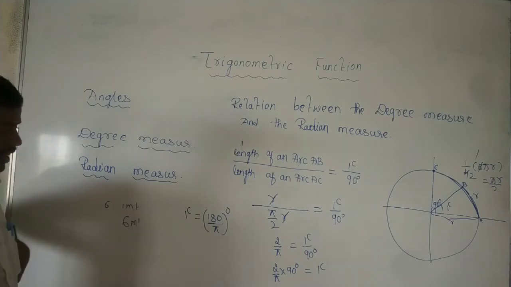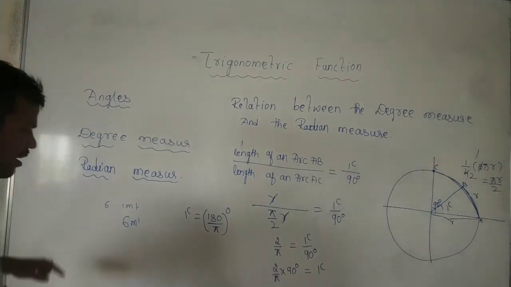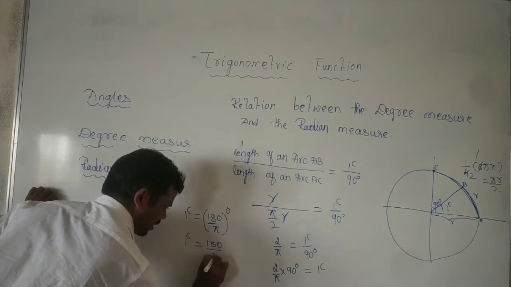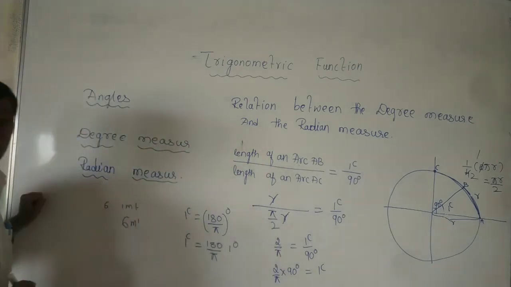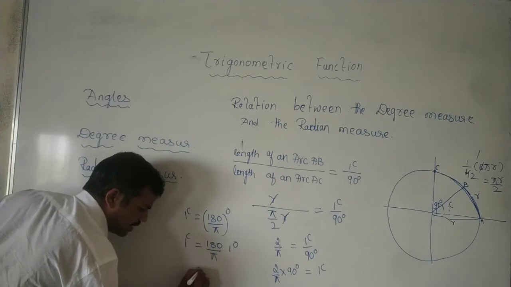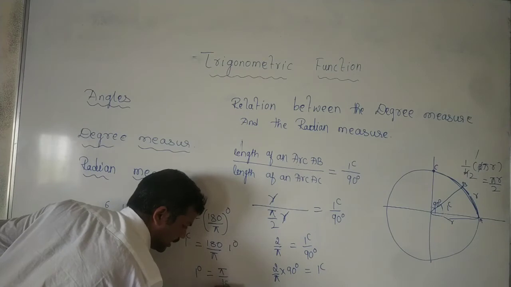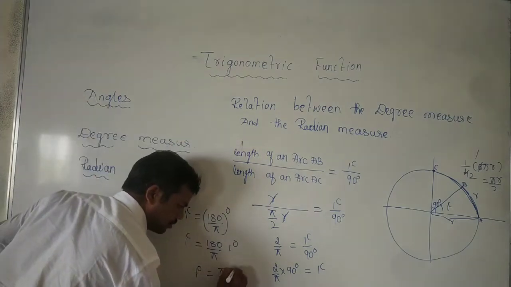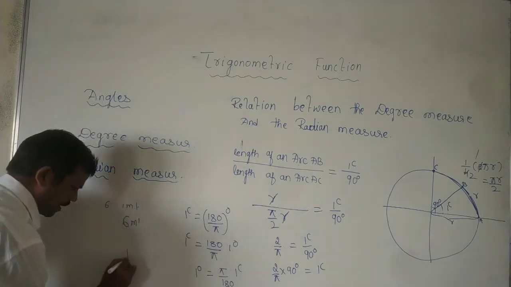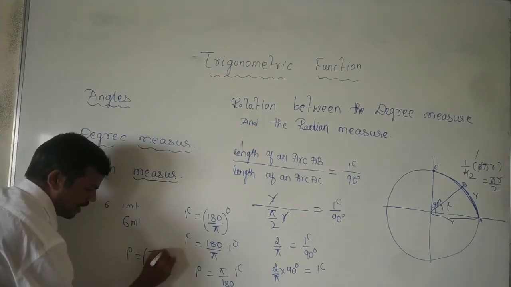Now what do we need for 1 degree? What should we do with this? Let us simplify. We can write it this way: 1 radian is equal to 180 divided by pi into 1 degree. Let me bring this to this side. 1 degree is equal to pi by 180 into 1 radian. So 1 degree is equal to pi by 180 radian.